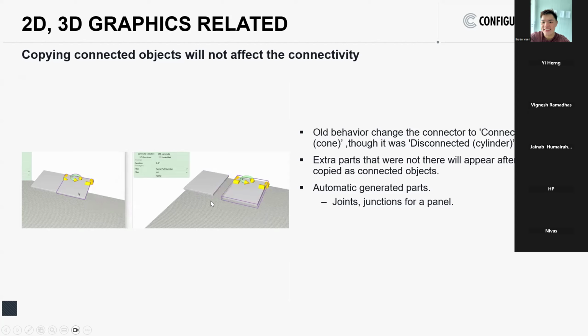So if you look again at the right-hand side, which is the fix portion of the clip, after being copied, it will not change to a cone, which is the correct behavior.